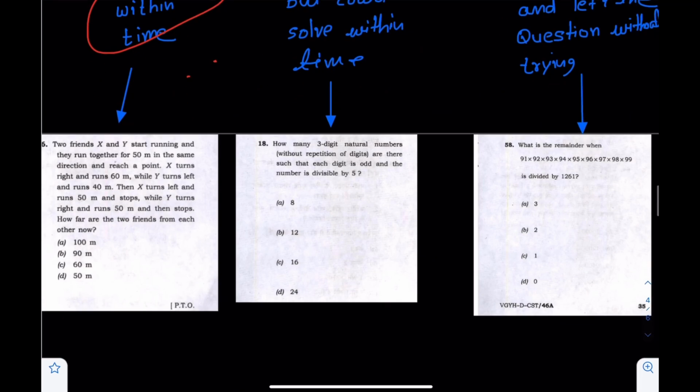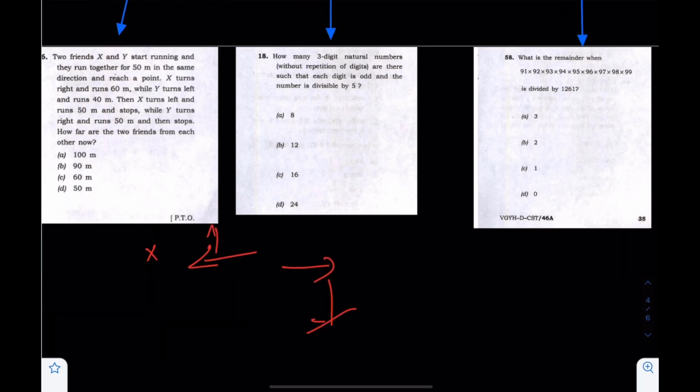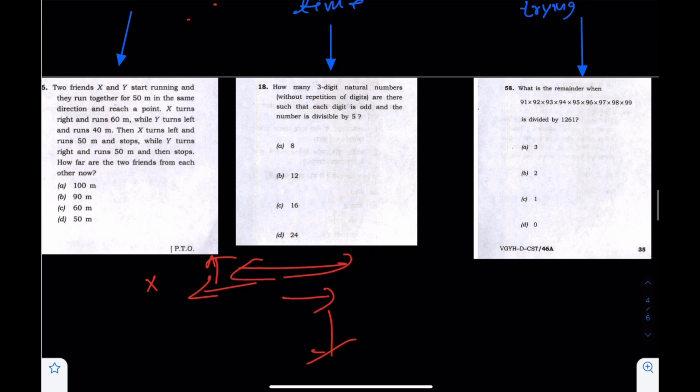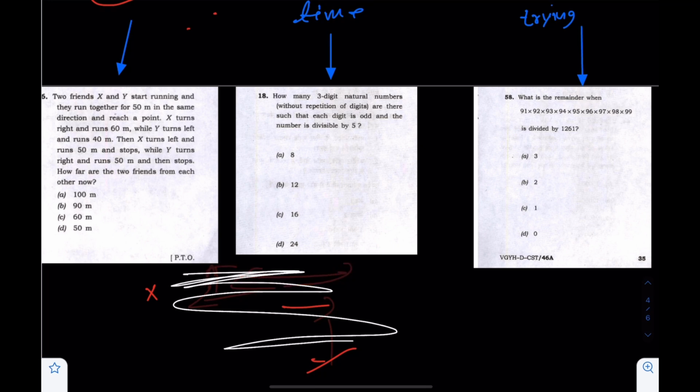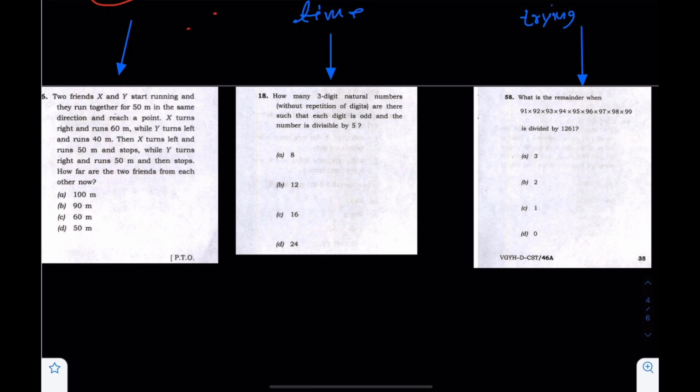For example, this one question talks about 2 friends, X and Y, going in one direction. X is going in this direction, Y is going in the other direction. Then they are moving south and north, and then they are asking the linear distance between these two friends. And this is something which is very easy. Most of you will find that you can do it within time.